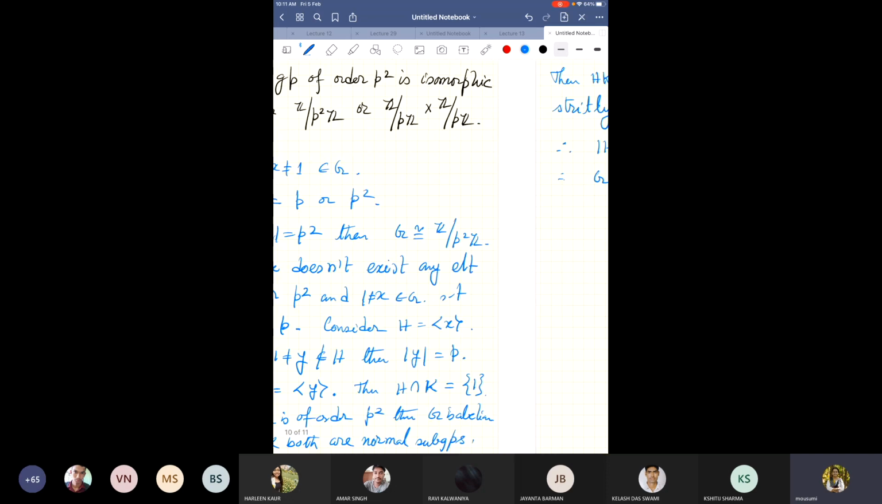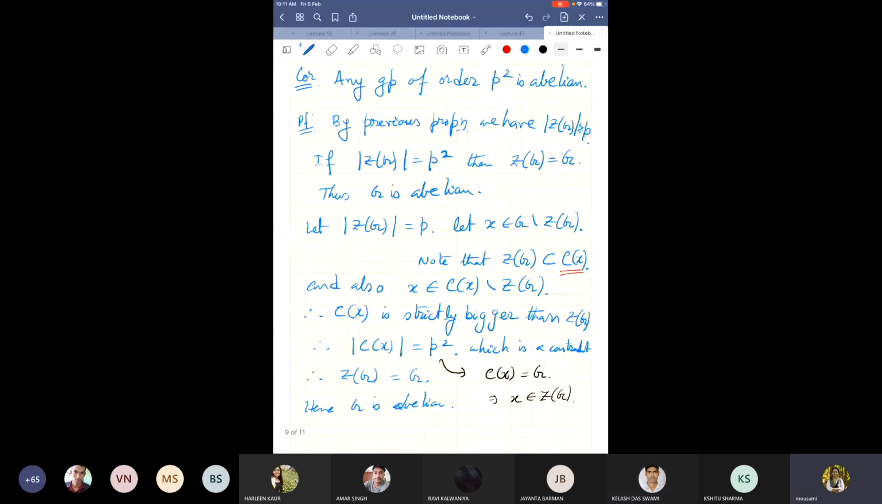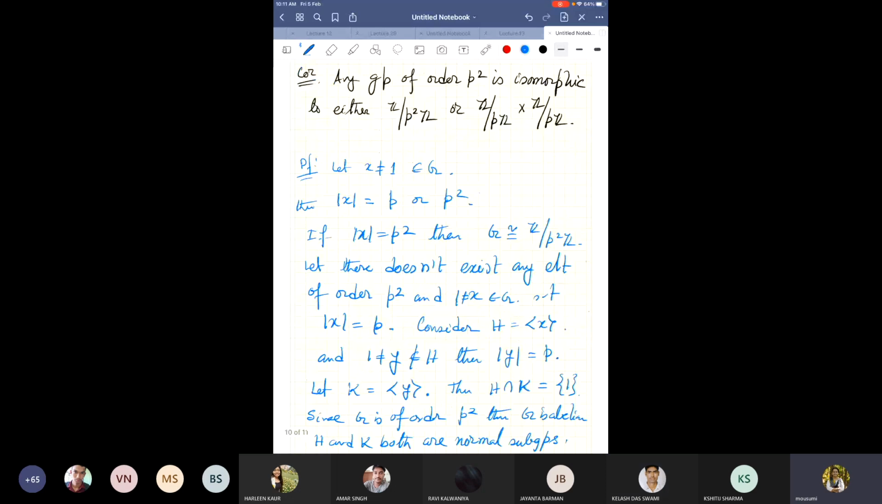Okay. So now previous slide. Ma'am, here G is abelian and H and K both are normal. How is G abelian? What have we proved in the last corollary, the previous corollary? Any group of order P square is abelian. So therefore G is abelian.